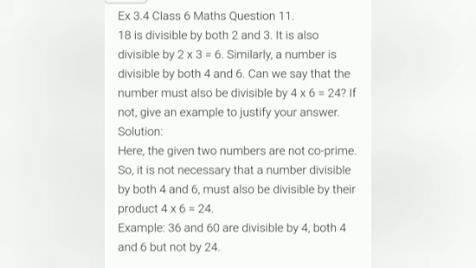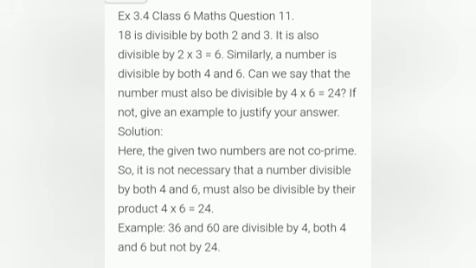18 is divisible by both 2 and 3. It is also divisible by the product of 2 and 3, that is 6. Similarly, a number is divisible by both 4 and 6. Can we say that the number must also be divisible by the product of 4 and 6, that is 24? If not, give an example to justify your answer. So we can prove it with the help of an example.